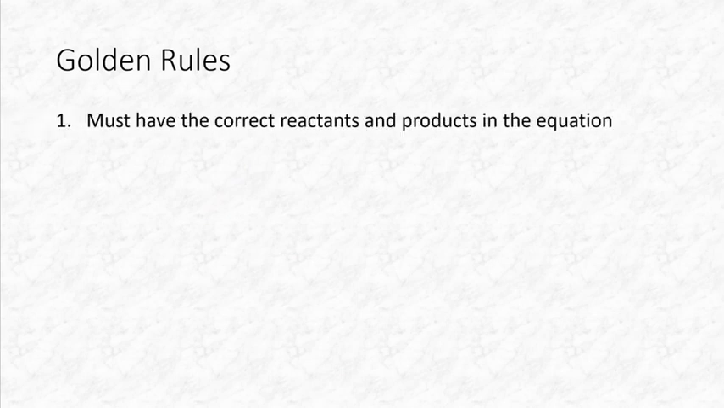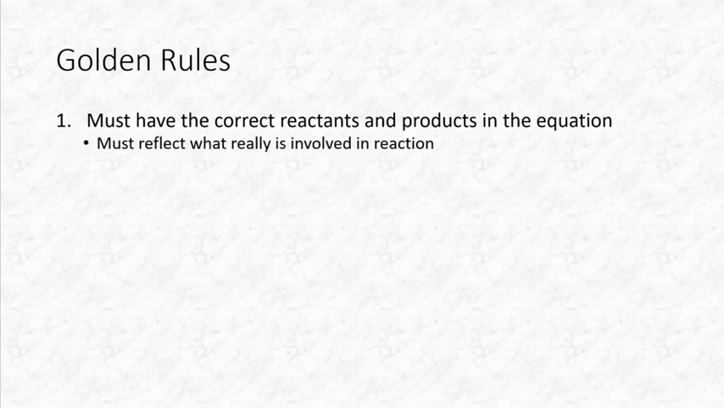So our golden rules for balancing equations are, first, we must have the correct reactants and products in the equation. We can make sure we find those out. In other words, we must reflect what's really involved in the reaction. What is reacting with what? We need everything in terms of reactants and products, and we can't add any in, and we can't leave any out.